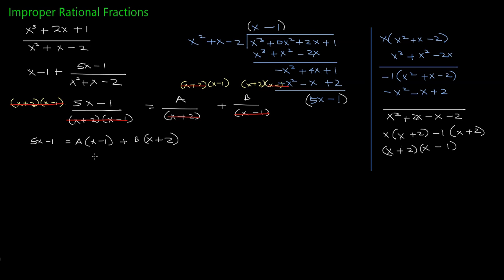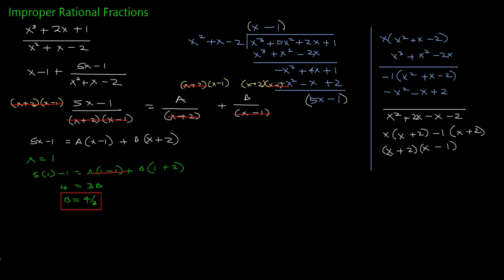Okay, now from the basics of our linear factors, we observe that we just pick one value of x. In this instance, we're going to put x is equal to 1. Therefore, we have 5(1) minus 1 equals a(1 minus 1) plus b(1 plus 2). 5 minus 1 is 4, which is equal to, you notice that a goes, 3b. Hence, b is equal to 4 over 3. So this is our first solution of the constant.